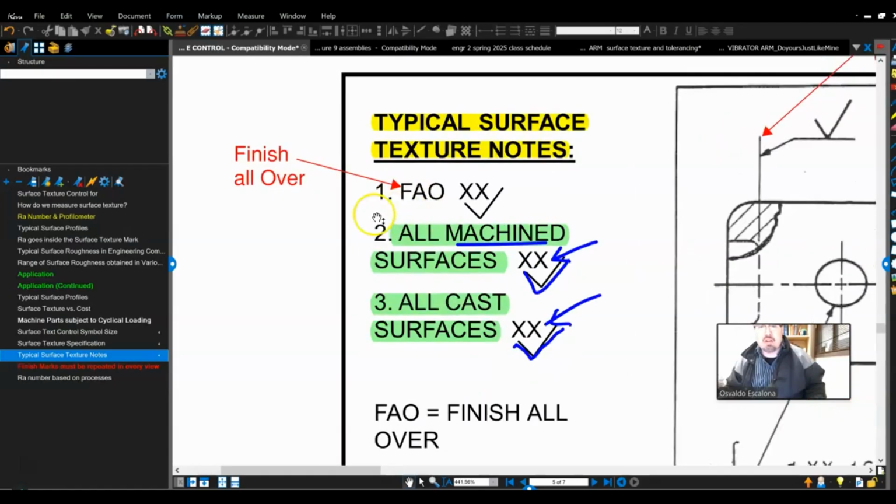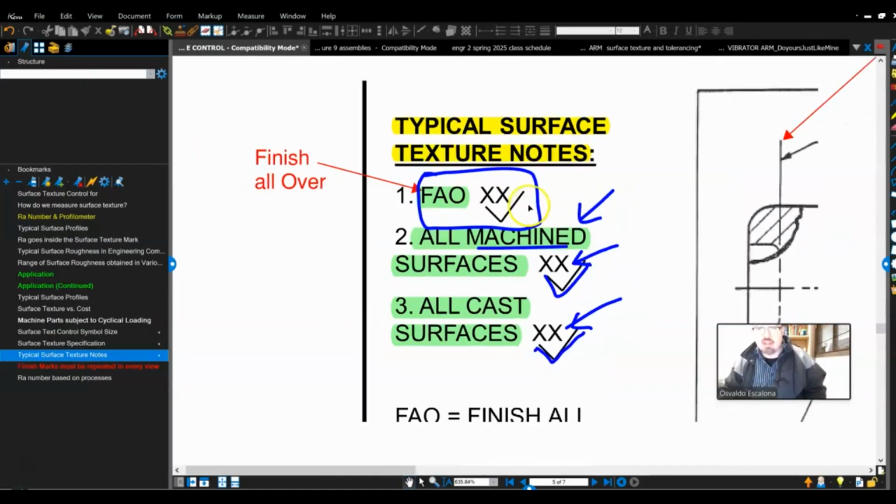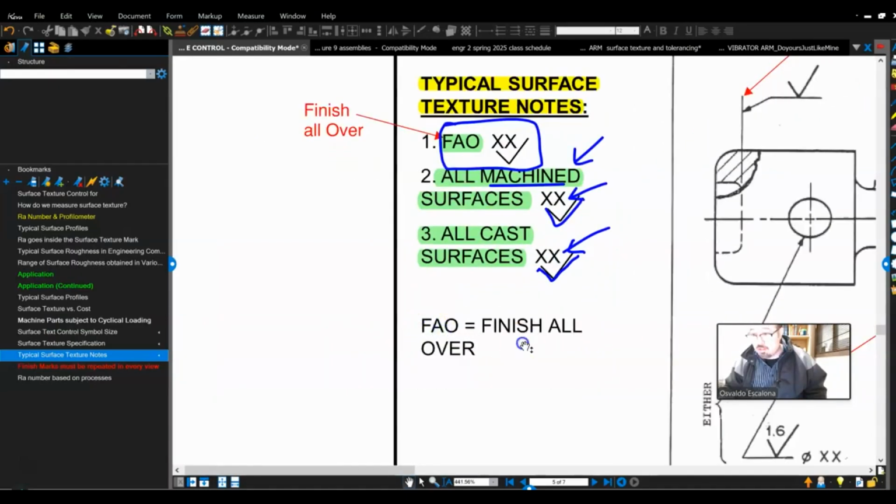You might also have a note that says FAO, and FAO stands for finish all over. That means you're going to do machining everywhere, all over the place. And since you're going to be machining everywhere, you want to ensure that all over the part, no matter where you look, it will have a minimum requirement in terms of the surface finish. That's why FAO stands for finish all over.